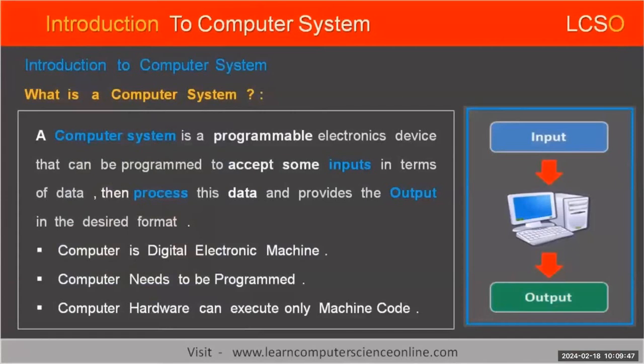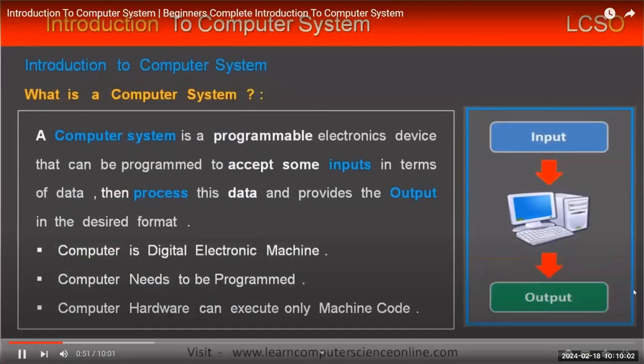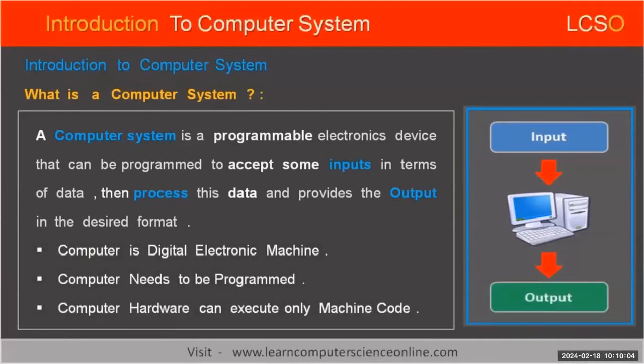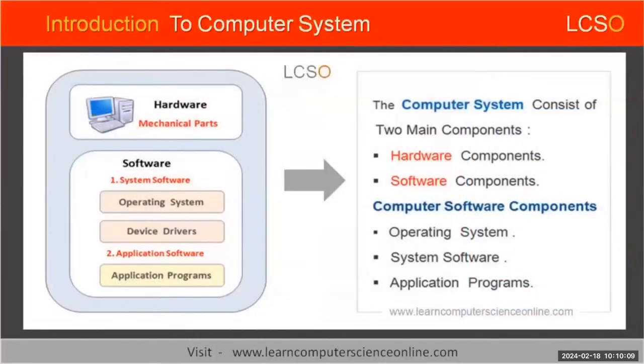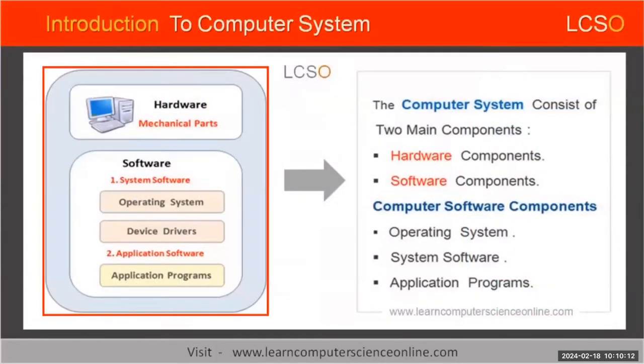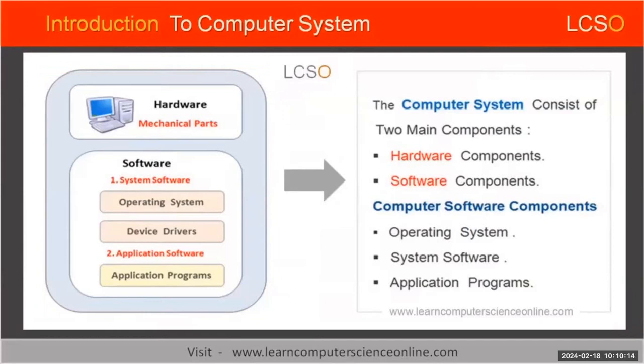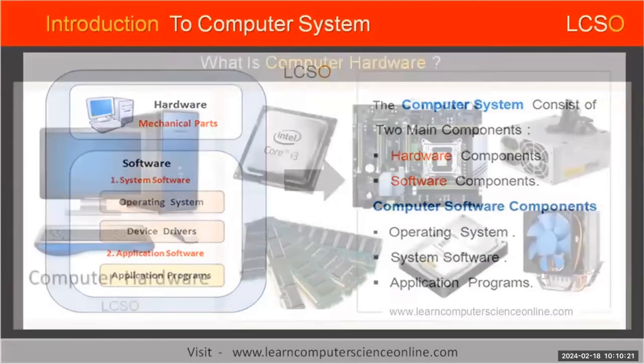A computer system is defined as a programmable electronic device that can be programmed to accept the input data, then process this input data as per the program instructions. The computer then presents the processed data to the user as an output. The user can utilize the processed data for some meaningful work. The computer system mainly consists of two types of components. The first type is called the hardware components, and the second type is called the software components.